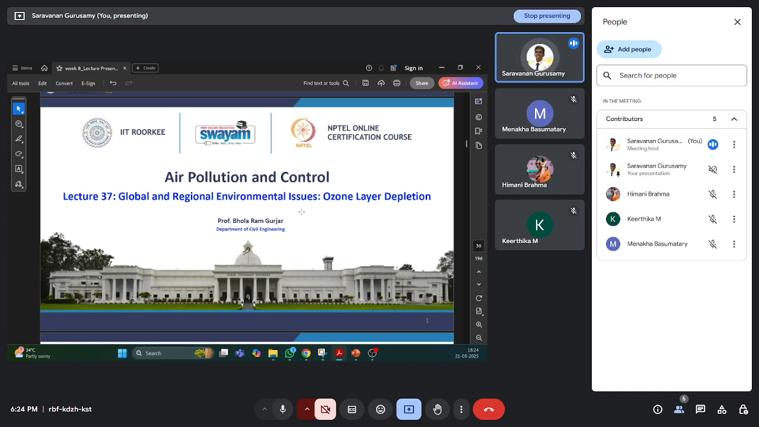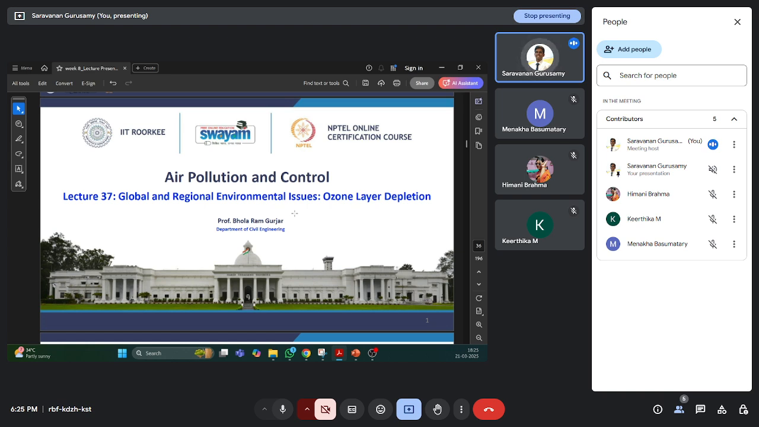So the third one is the impact of air pollutants on ozone layer depletion. So we have two concepts. First we have seen the impact on the ecosystem, environment, materials, human health and animal health. Here we are talking about global and regional environmental issues. So it's not about indoor, I'm talking about the whole air pollution. First one is ozone layer depletion. Second one is global warming. Third one is acid rain. These three we are going to see in the upcoming lectures.